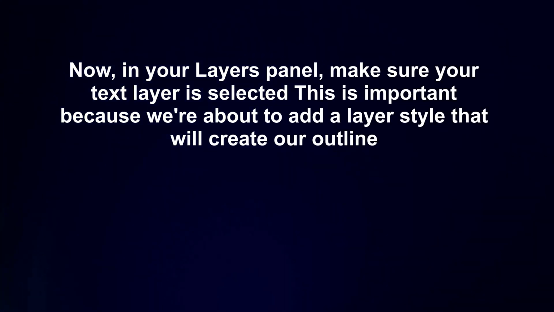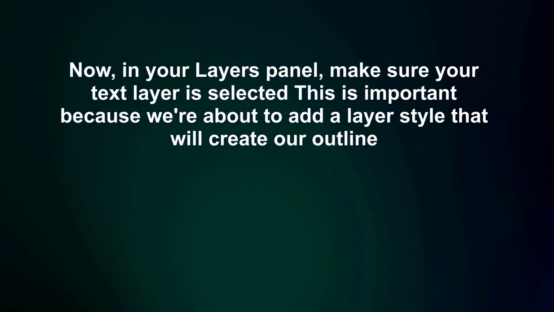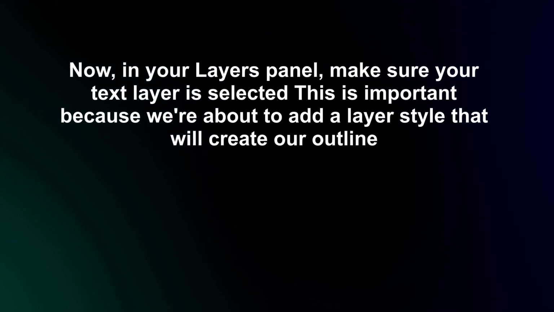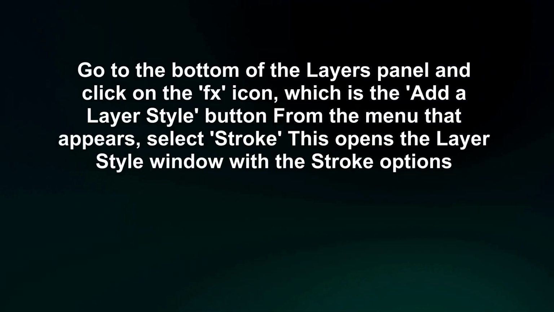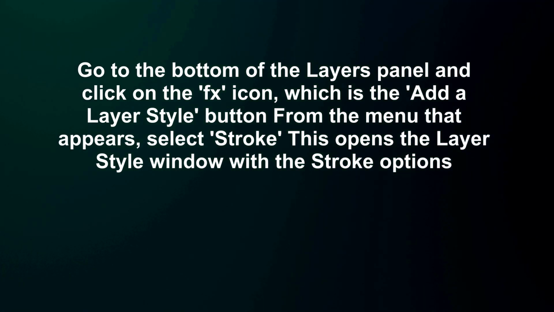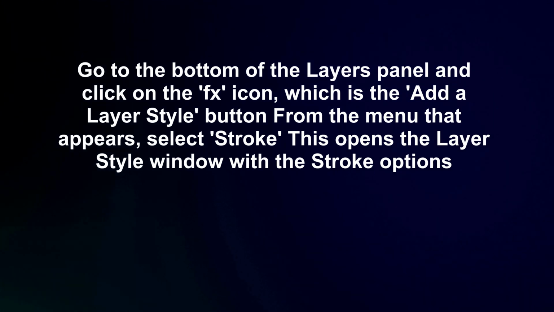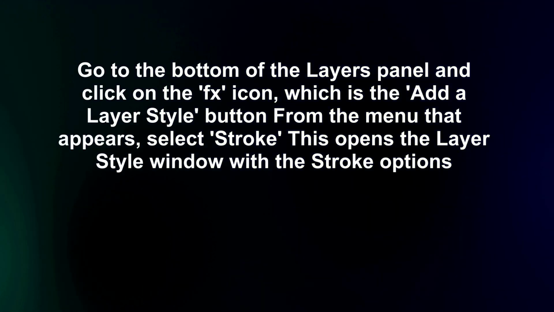Now, in your layers panel, make sure your text layer is selected. This is important because we're about to add a layer style that will create our outline. Go to the bottom of the layers panel and click on the FX icon, which is the Add a Layer Style button. From the menu that appears, select Stroke. This opens the Layer Style window with the stroke options.